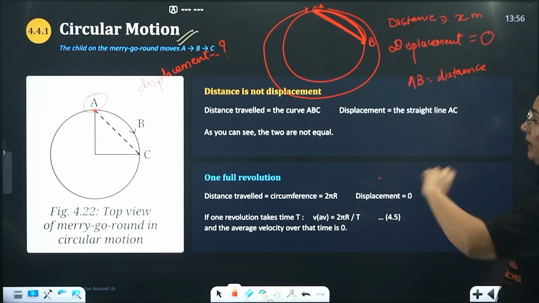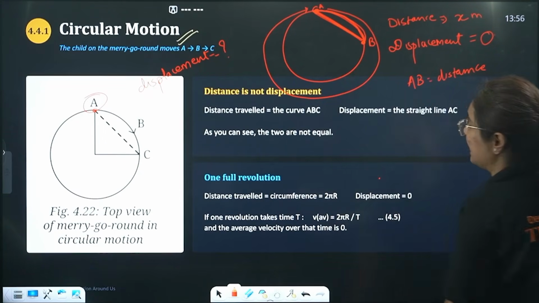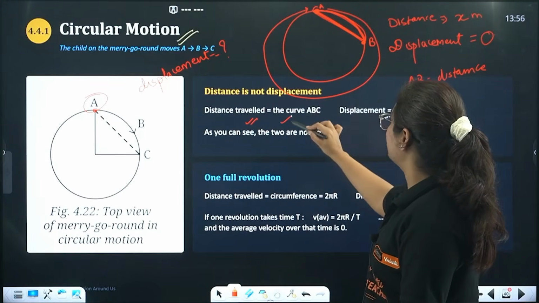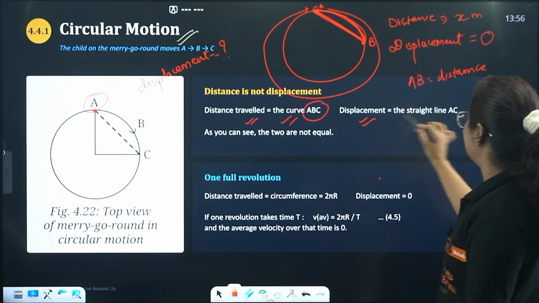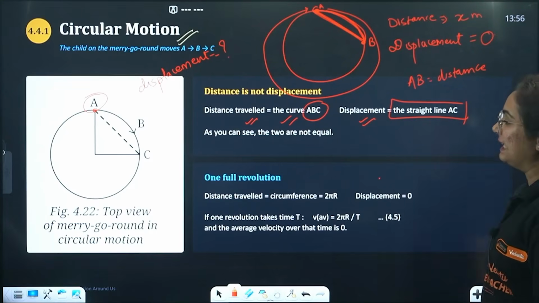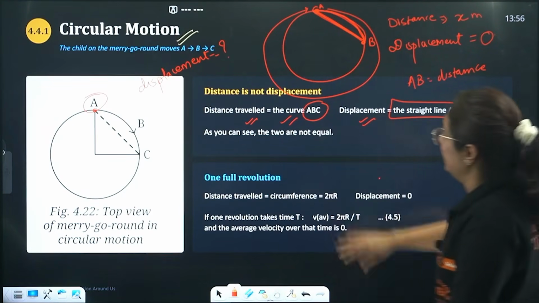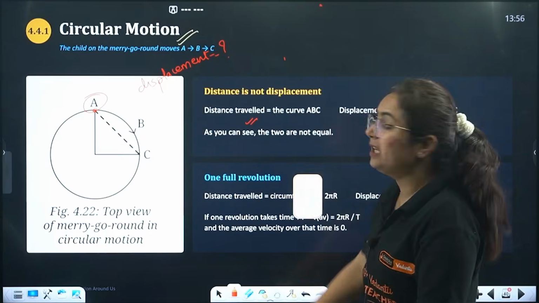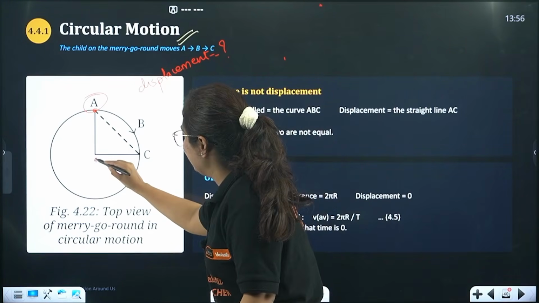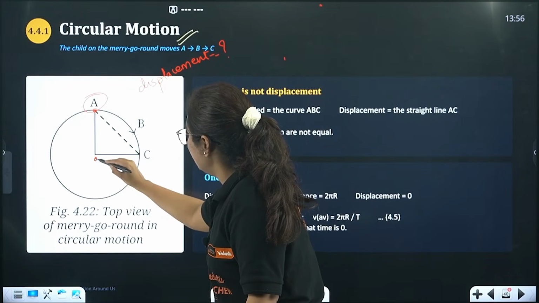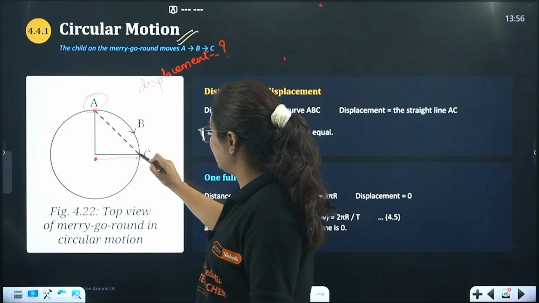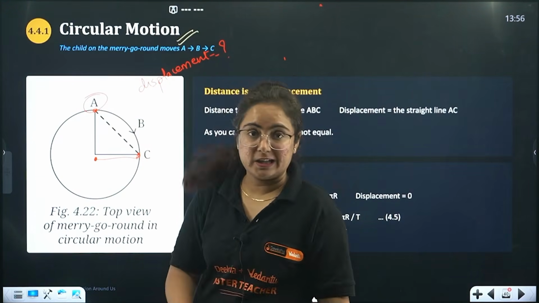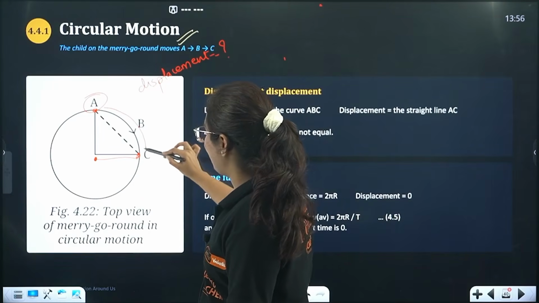And hence we are going to calculate it with the help of the data given here. Distance traveled is equal to the curve ABC. However, the displacement will be the straight line. Now see, you have this circle. Whenever your motion is in a circle, beta, and you are aware of the radius, this is point O, this becomes C, the point where you reached. The point A is where you started, and B is the path you were traveling.